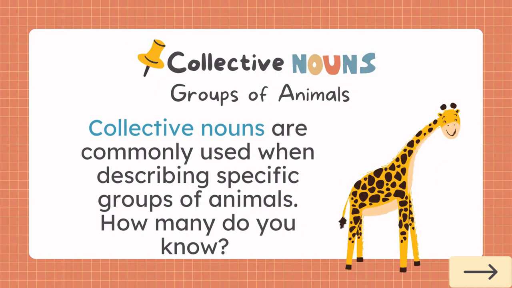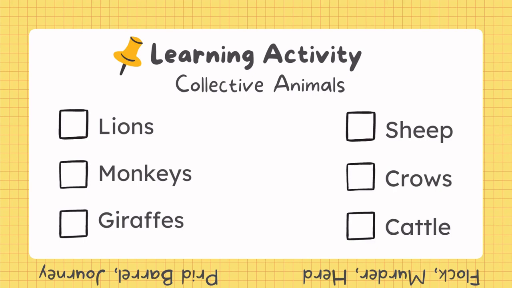Collective nouns are commonly used when describing specific groups of animals. How many do you know? This can be a great learning activity to do with your student. See how many you know, and then research the rest. Lions are prides, monkeys are barrels, giraffes a journey, sheep a flock, crows a murder, and cattle a herd. When you do this activity with your child, be sure to let them think.